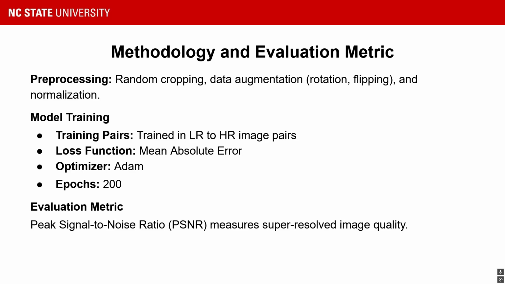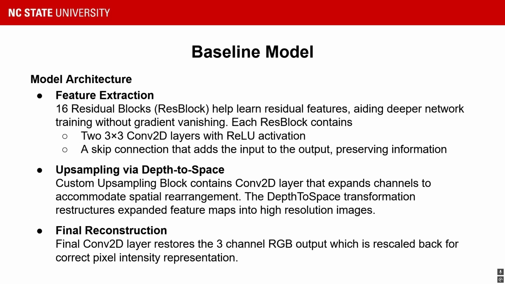The model training happened with the two models, right? CNN and transformer. We had the training pairs and we also had a loss function, which was the MAE, along with the PSNR. The model architecture for the CNN model was 16 residual blocks, each one containing 3x3 Conv2D layers and a skip connection to the output, so that we can preserve some information about the structure of the image to the output.